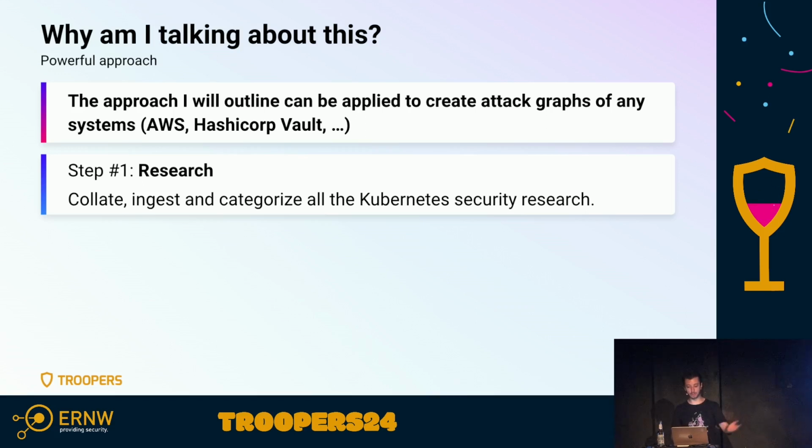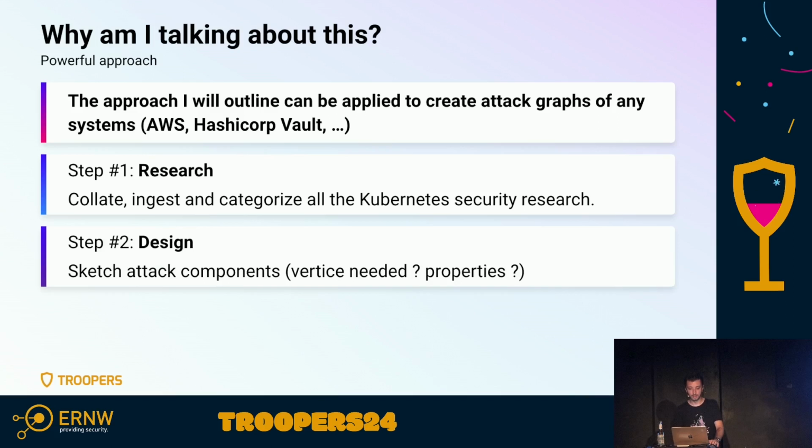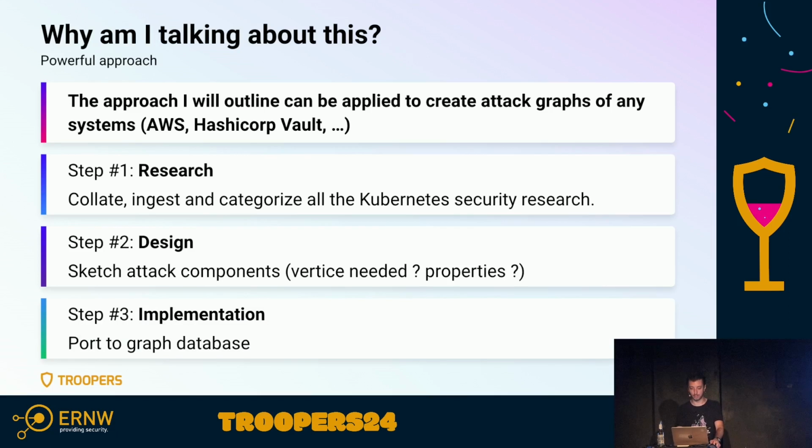First, you need to research everything there is about Kubernetes security, because all the attacks that we implemented into the tool were not found by us. It's public knowledge, basically. But you have to regroup everything and first understand it so you know what to build. Then, you need to sketch out the design, what vertices you need, what properties you need, and so on. And then, of course, port it to a graph database.